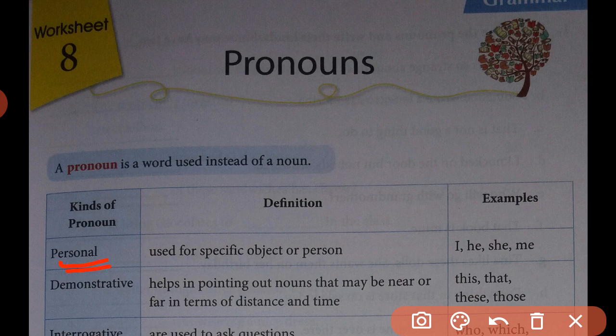In the tabular form, the definition is given: personal pronouns are used for a specific object or person. It means a personal pronoun stands in for a proper noun for a person, or a common noun, or an object in the sentence. For example, in the table we have I, he, she, me. All these are personal pronouns. In the earlier video we discussed the first person, second person, and third person, and their subjective case as well as their objective case and possessive case.